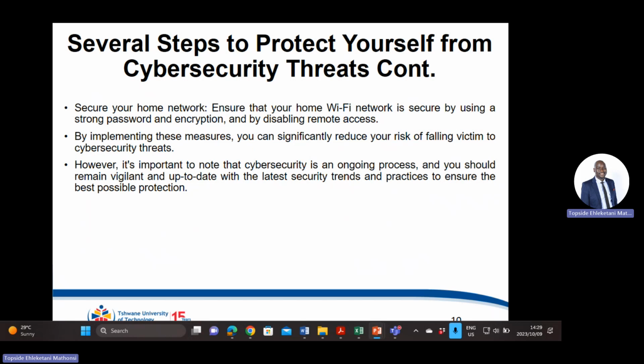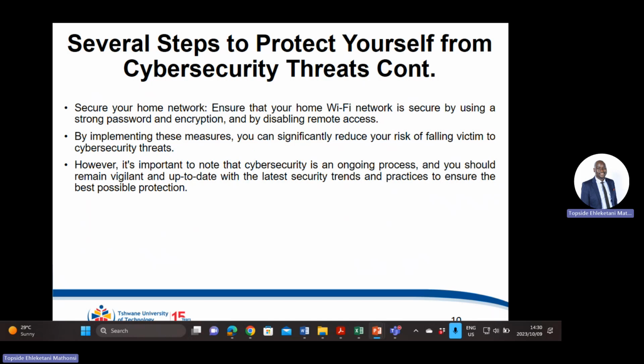Another thing that you can also do is to secure your home network. Make sure that your home Wi-Fi network is secured by using strong passwords and encryption. In addition to that, you need to disable remote access so that if people are just passing by without passwords, they don't just have access to your home Wi-Fi. So that's very, very important to ensure that you have a strong password for your home Wi-Fi.